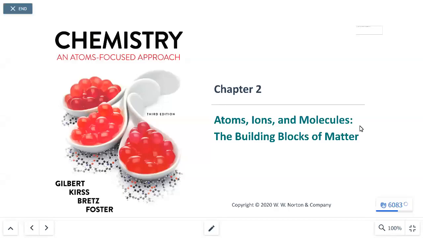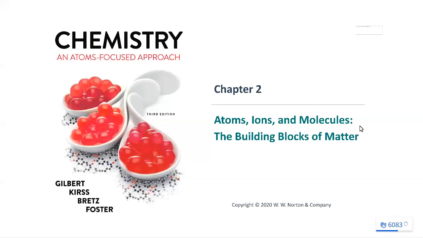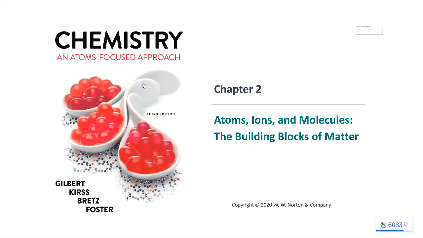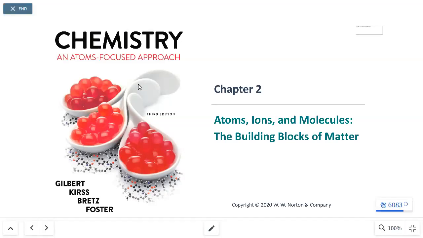All right, so we are starting into chapter 2 today. Chapter 2 concerns atoms, ions, and molecules. And we're going to be going off of that to eventually get into a bigger picture idea of what the atom is made out of and how to do some really simple basic calculations around atoms.